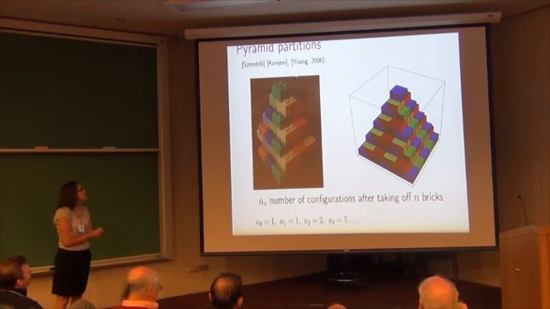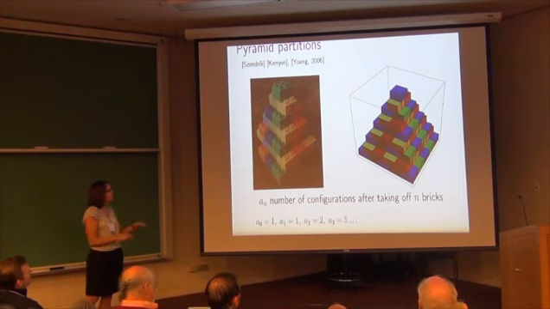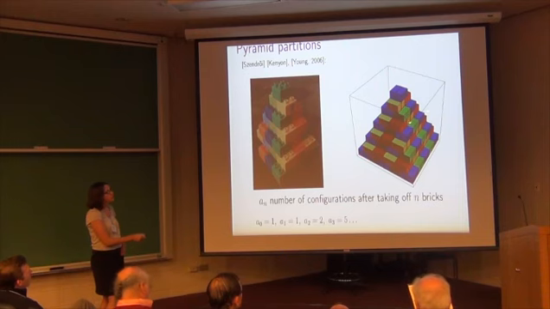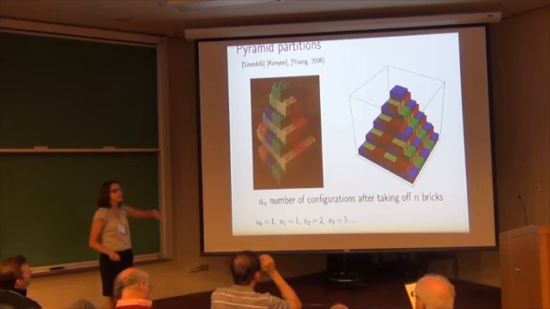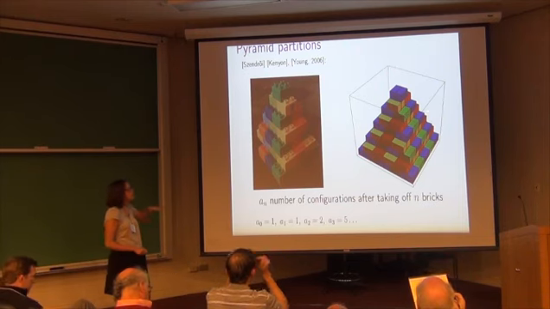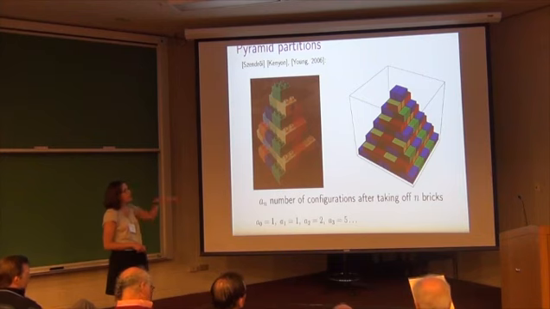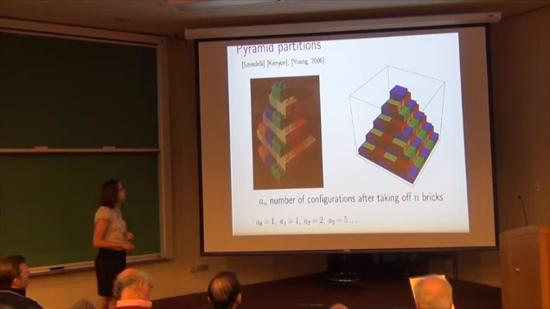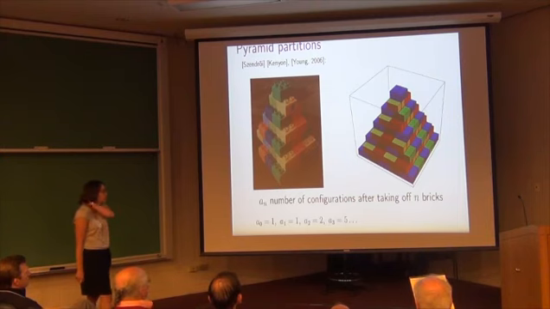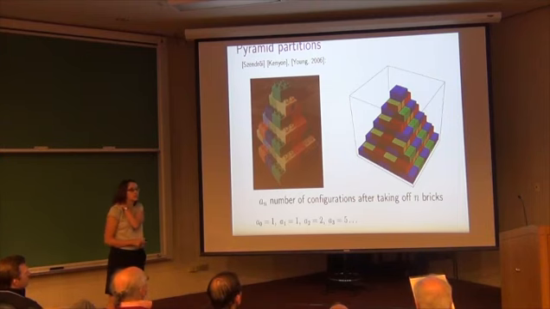So what is a pyramid partition? It's going to be an infinite object. Here we have just a finite part of it. But here you have one square, under it 2, then 4, then 6. So at even level you have n by n plateau, and at odd levels n by n plus 1 plateau. And what you want to count is the number of configurations you obtain after taking off n bricks.